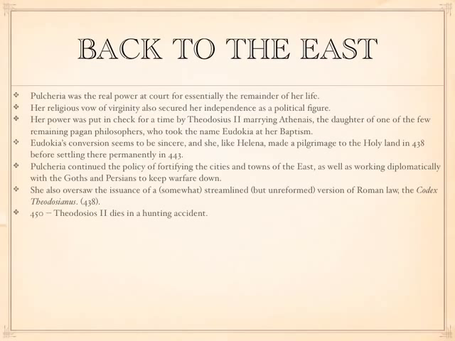In the year 450, Theodosius II dies in a hunting accident. Not too surprising for those who knew him, because he was, after all, not an emperor as much as he was the person who went out and had fun while Pulcheria, his sister, ruled the empire.